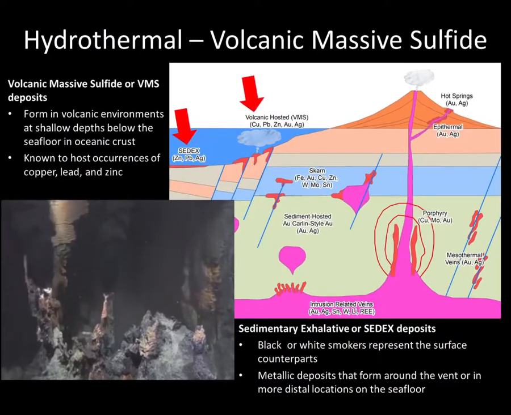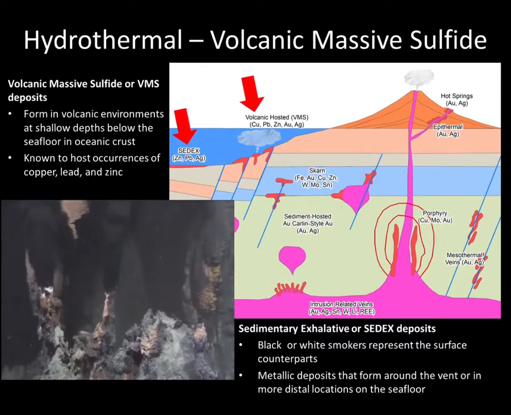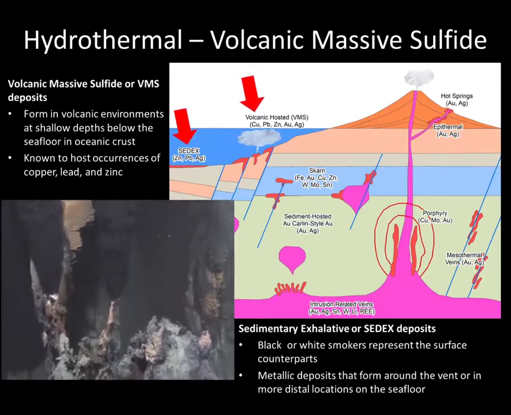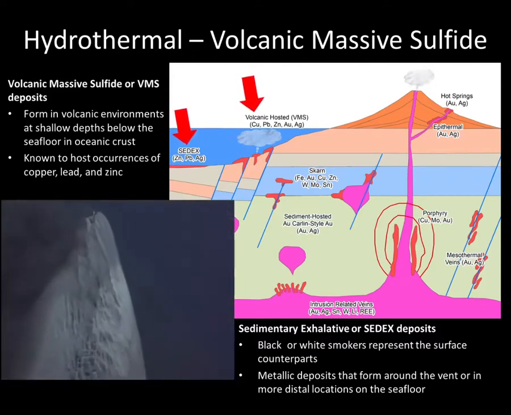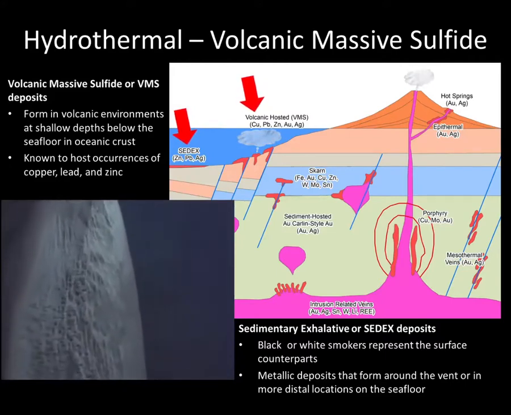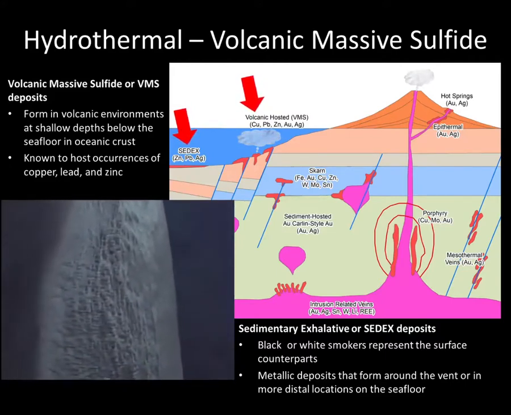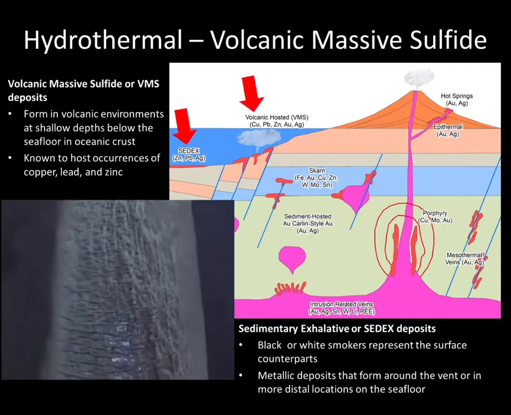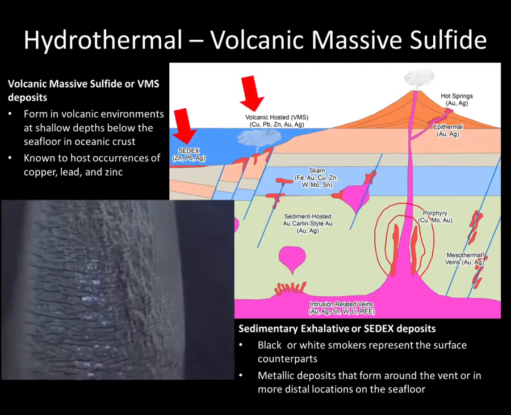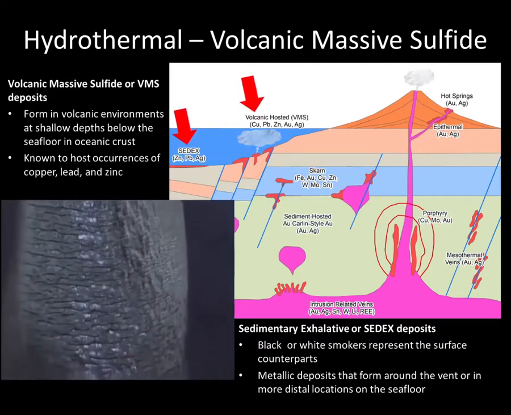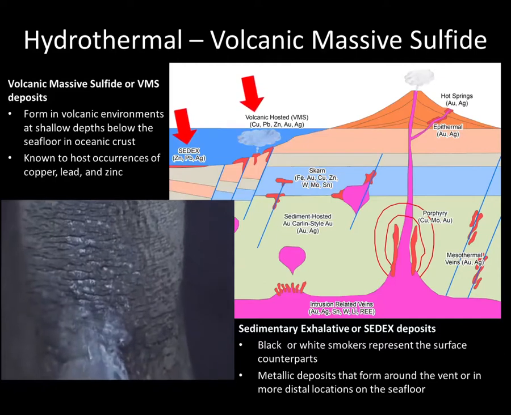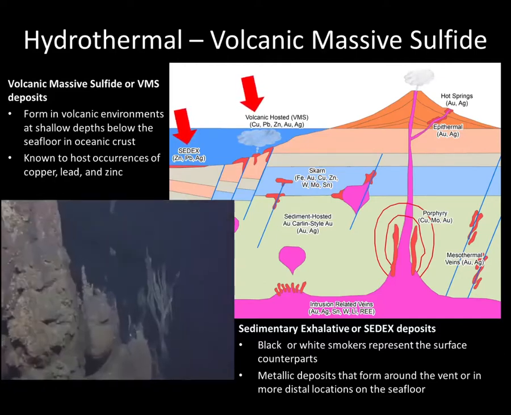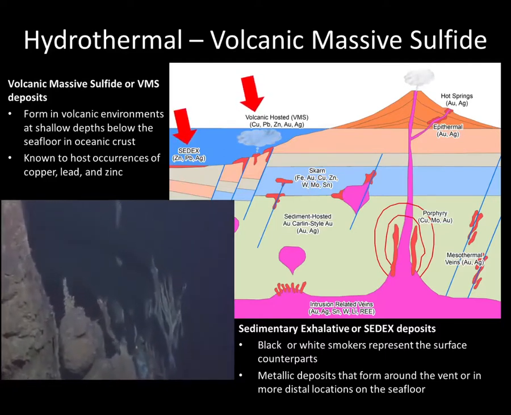Now we will dive down into volcanic massive sulfide deposits, or VMS deposits. VMS deposits form in volcanic environments at shallow depths below the seafloor in the oceanic crust. VMS deposits are known to host occurrences of copper, lead, and zinc. Seawater penetrates deep into the oceanic crust where it is heated by underlying intrusions. Seawater may mix with magmatic fluids that are already enriched in metals, or the fluid may leach the metals from the oceanic crust through which they move.